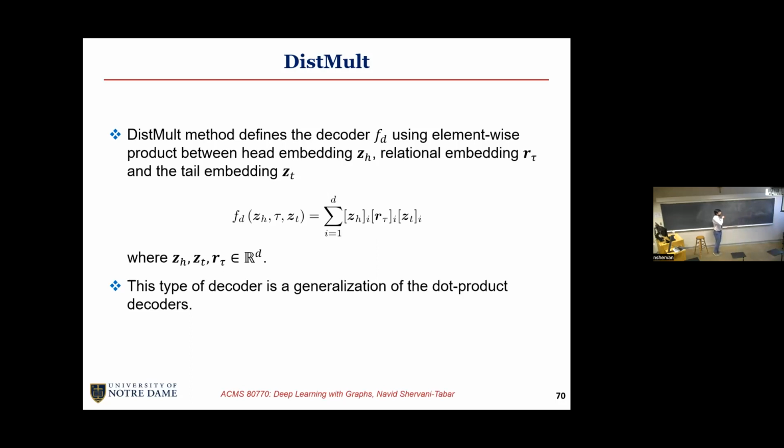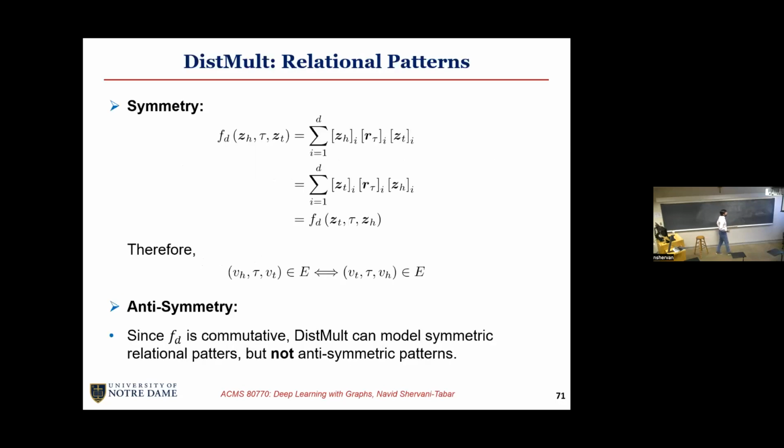As we reviewed before, we had dot product decoders when we were dealing with learning node embeddings. Now this type of decoder is generalizing that by introducing a relational embedding when computing the dot product. So it's an element-wise product of three embeddings, and we have a sum over those, so that we get the score for a particular relation between two entities.